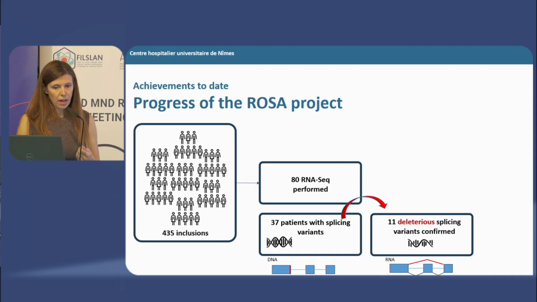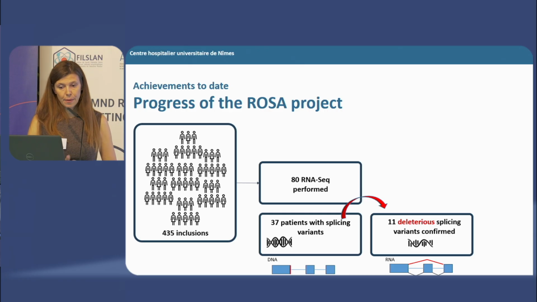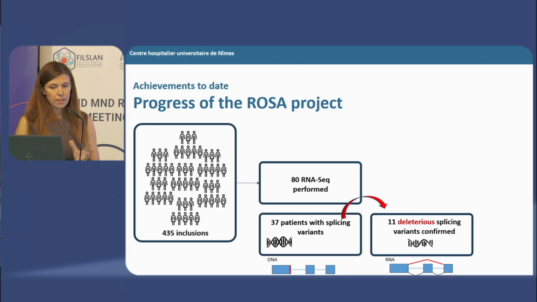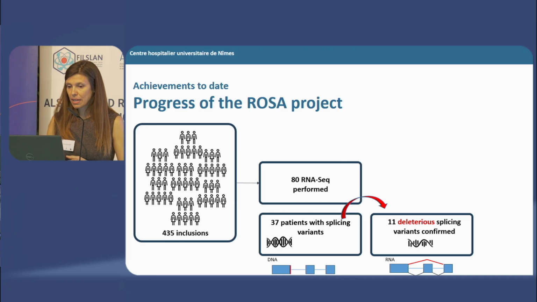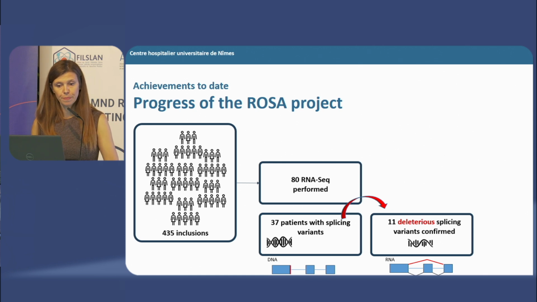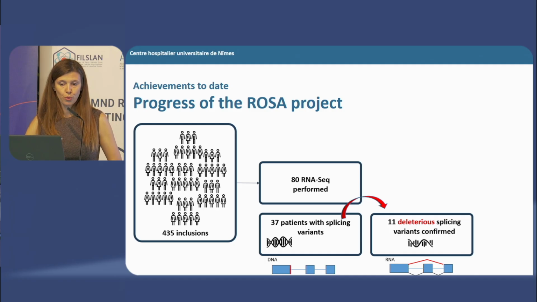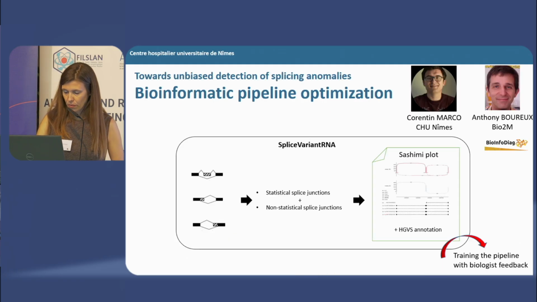So to date, we have included more than 400 patients with ALS, and we performed 80 RNA-seq. And among these 80 RNA-seq, we included 37 patients with splicing variants that were detected at the DNA level and that we wanted to study. And thanks to RNA-seq, we were able to confirm that 11 of these 37 variants were actually deleterious.